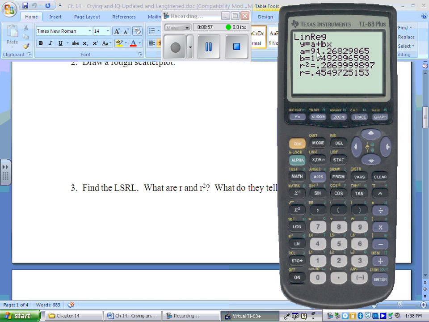So let's go through each of these 4 things and talk about what they mean. I know the question just said what are R and R squared and what do they tell you, but let's go ahead and talk about all of them. What does a represent? The y-intercept. So what does y-intercept mean in the context of this question?